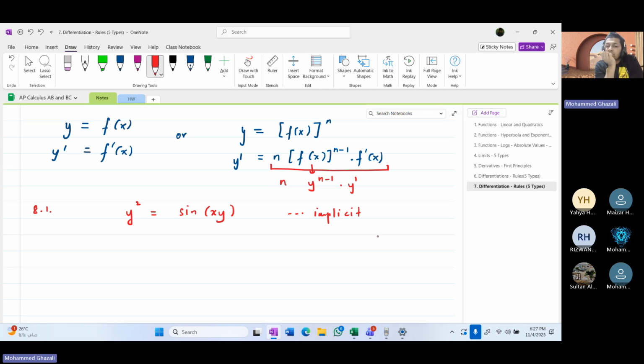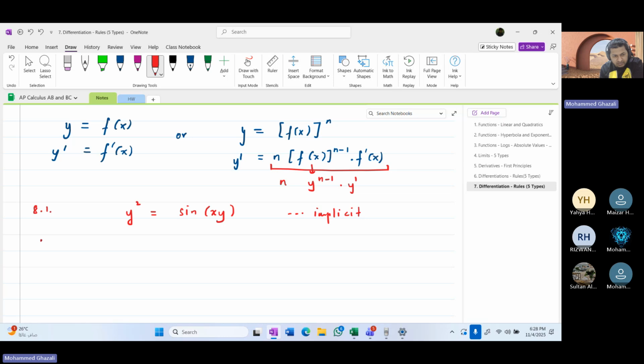Okay? Now, on the left hand side, what I see is a chain rule. And on the right hand side, remember you have to think of y as a function of x. So basically this is f of x all squared. And this is sine x times f of x. So we got trig mixed with product rule on the right hand side, and on the left hand side we got a chain rule.